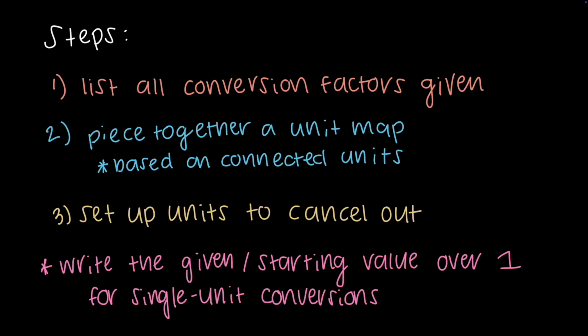To solve these problems, we are first going to list all conversion factors given, and then piece together a unit map based on what conversion factors we have and what units are connected. We can then set up all units to cancel based on what the starting or given value is. Write the given value over 1. It forces a clean setup and makes cancellations effortless.